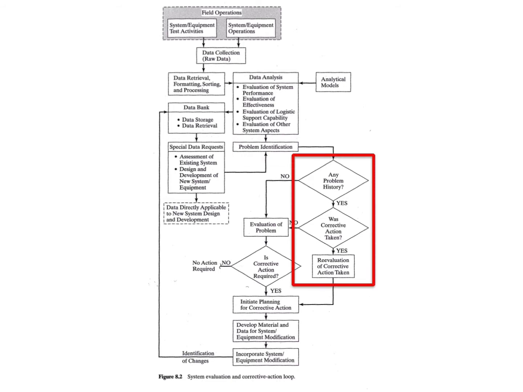If the system has a problem history and corrective action has been taken based on that history, it means that the problem has not been resolved and the corrective action taken in the past needs to be re-evaluated. On the other hand, if the system does not have a problem history, or if corrective action was not taken in the past on a known problem history, then the problem should be evaluated.